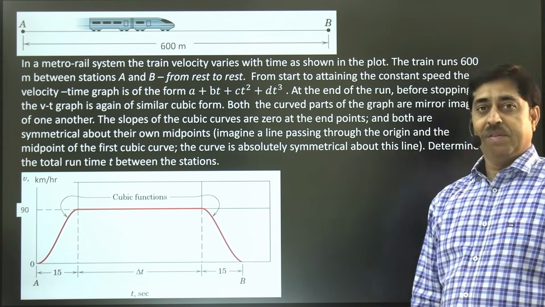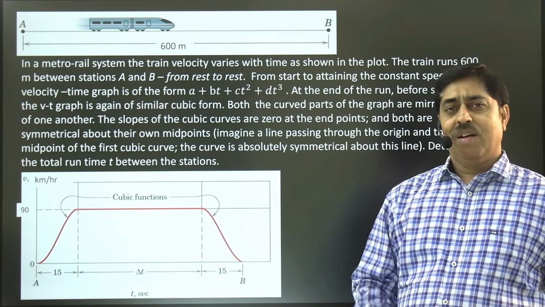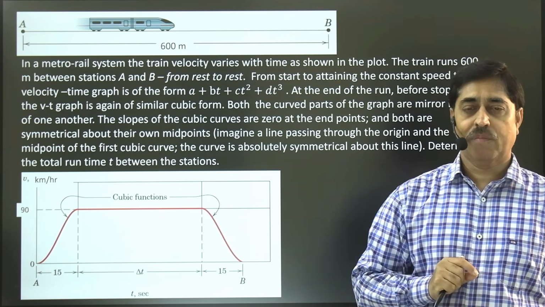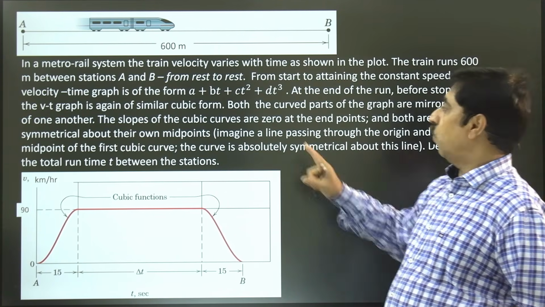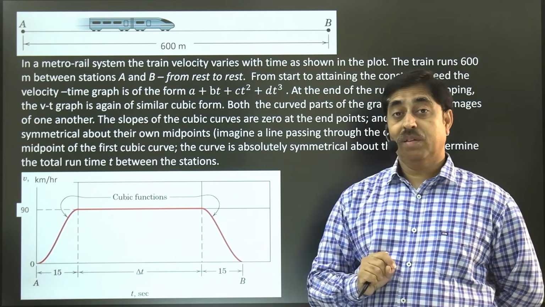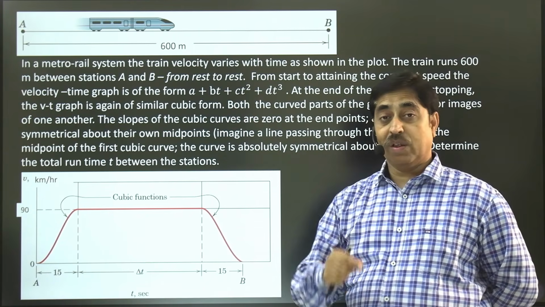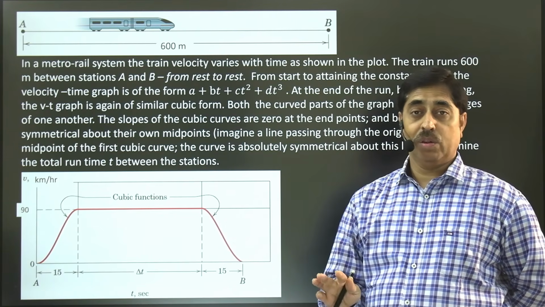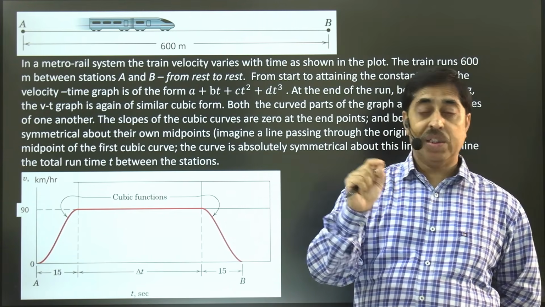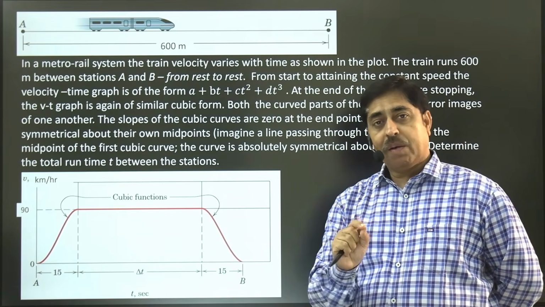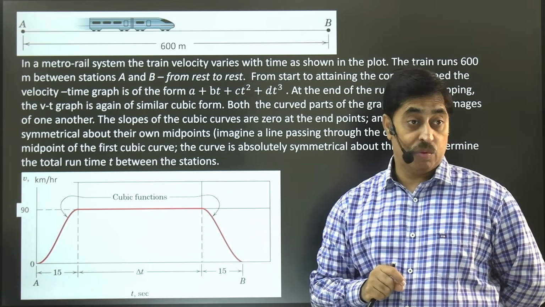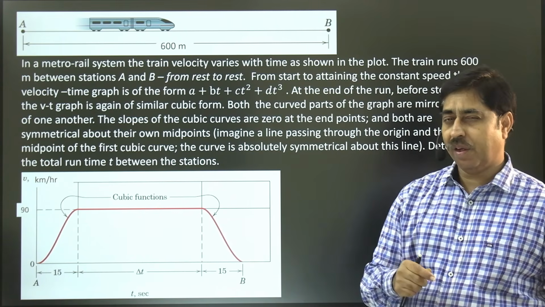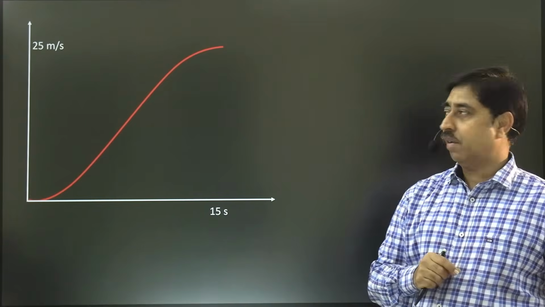Here I proceed with my solution. The question can be solved in two ways. One way is to find all these constants and write the variation of velocity as a function of time. There are enough conditions given in question to be able to calculate A, B, C and D. I leave that method for all of you to give it a try. But what I want to demonstrate is something very simple, very elegant.